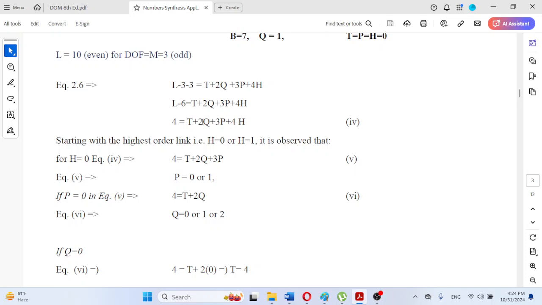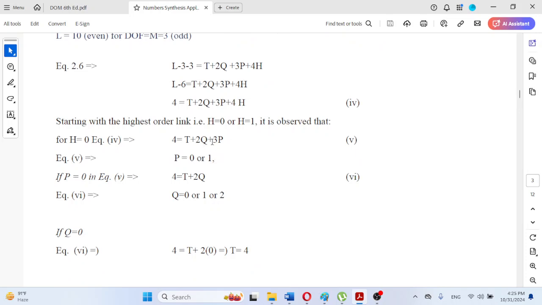So which is impossible practically, because physically links can't be negative. So in this way we can observe that H can only be 0 or 1. If H is equal to 0, this equation will give you T plus 2Q plus 3P is equal to 4. So again we will be repeating the same procedure, since here the highest order link is pentagonal link.